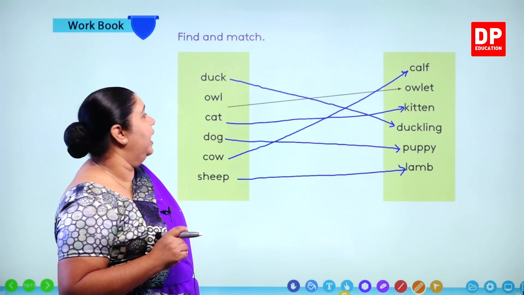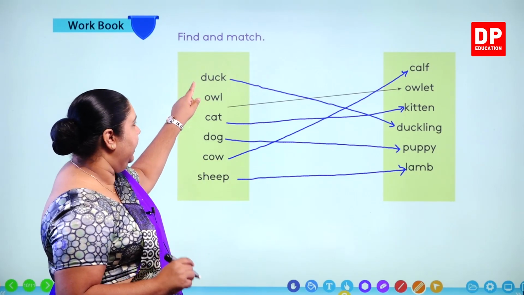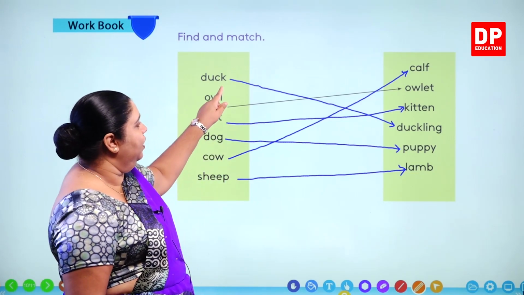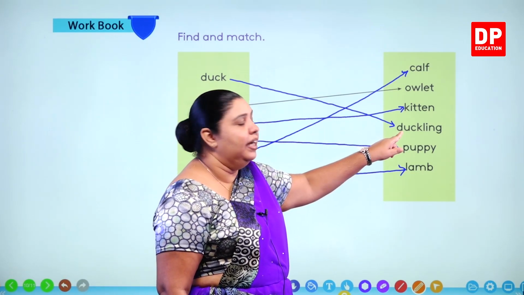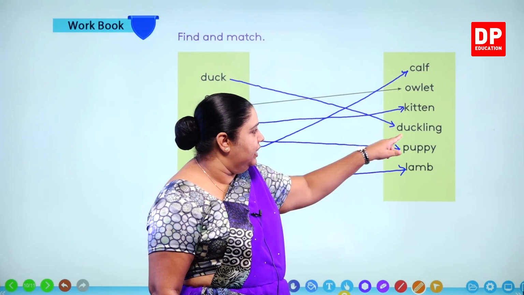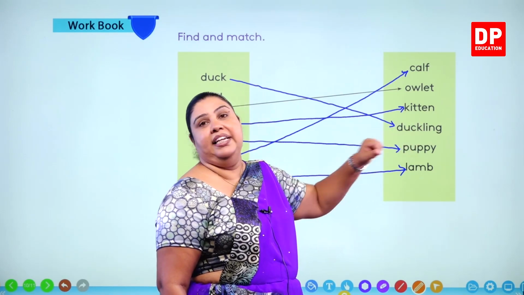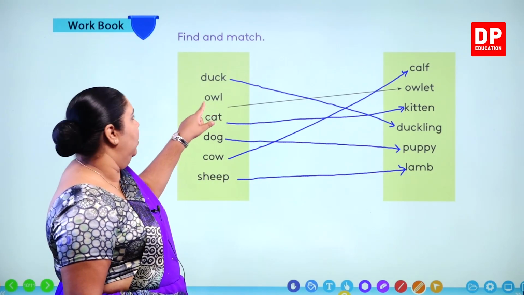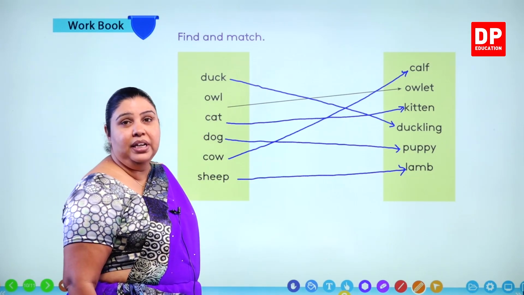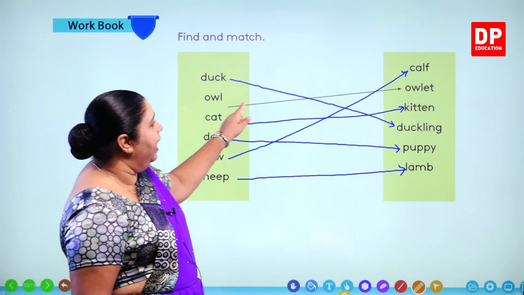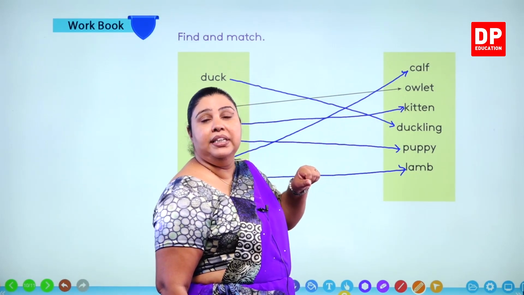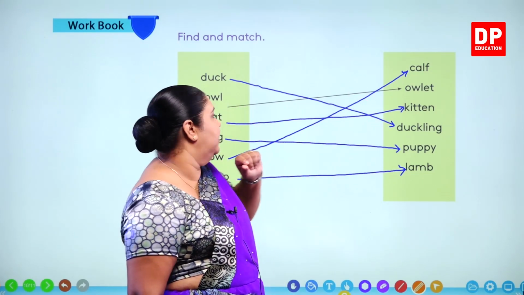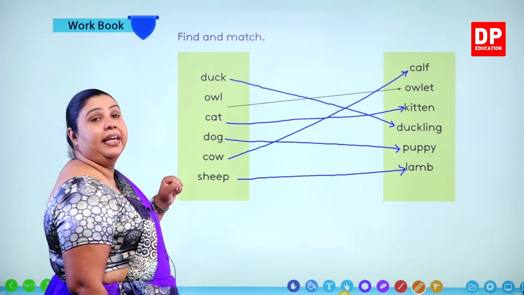Once again, we will read their names. Duck. D-U-C-K. Duck. Who is the baby duck called? A duckling. D-U-C-K-L-I-N-G. Duckling. Then the second one, owl. O-W-L. Owl. Then the baby owl is called owlet. O-W-L-E-T. Owlet. The third one, cat.